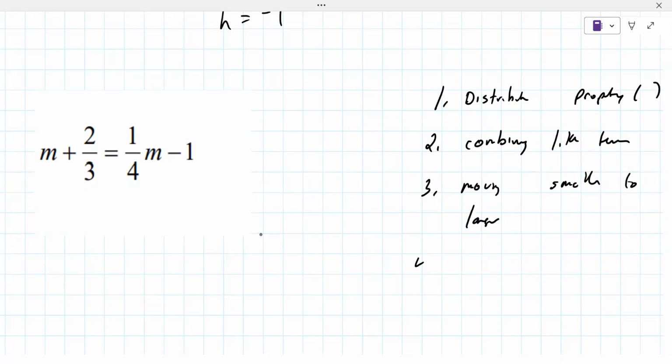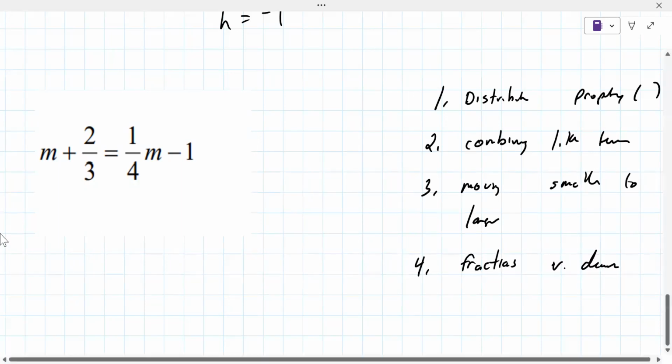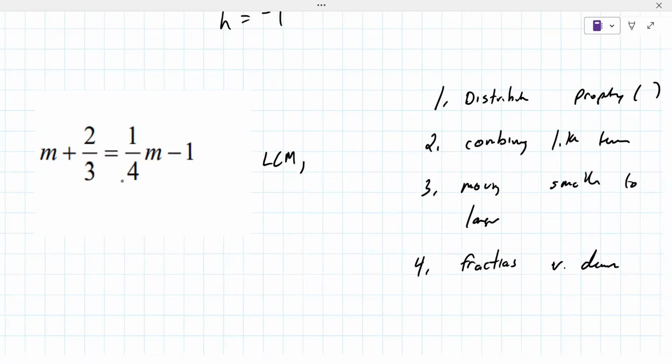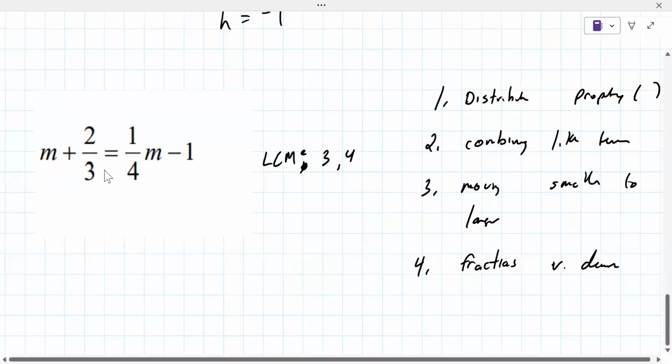And then kind of the last thing here is fractions or even decimals. They're essentially the same. You just have to do it. So when you look at this, you have to find what's called the least common multiple of 3 and 4, the two fractions. So do you remember how to find the least common multiple?